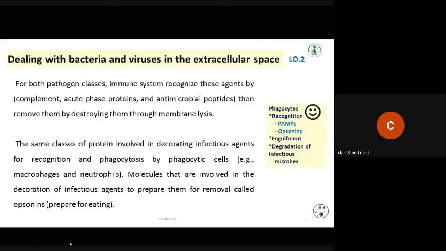Now dealing with bacteria and viruses in the extracellular space. For both, I will explain them in another lecture, an incoming lecture. In that case, the complement, acute phase proteins, and antimicrobial peptides then remove them by destroying them through membrane lysis.